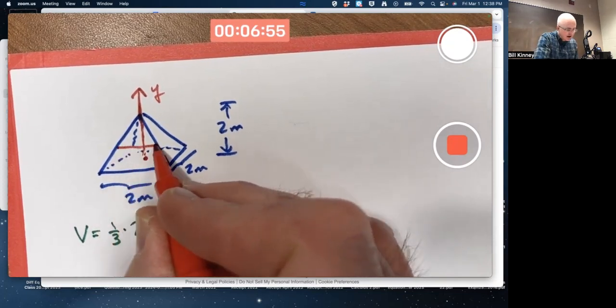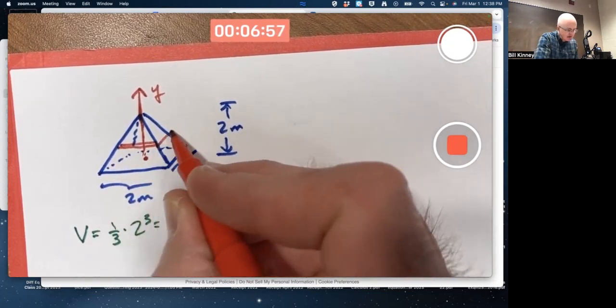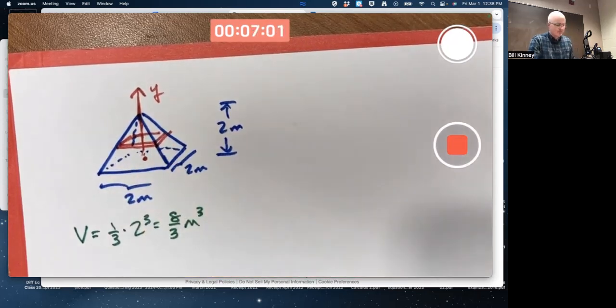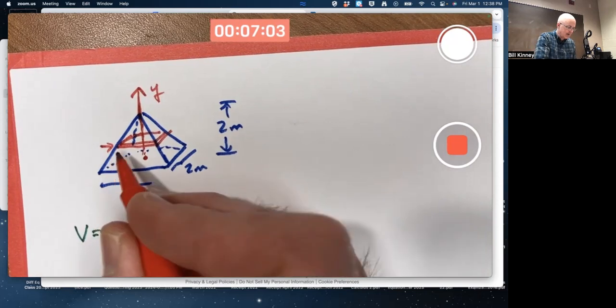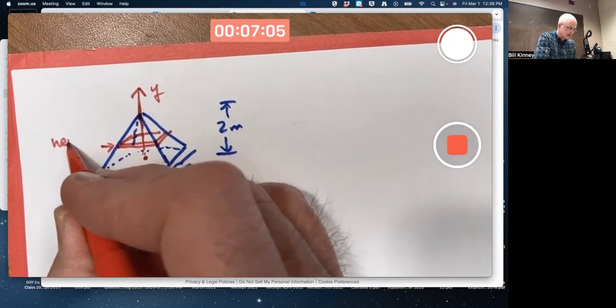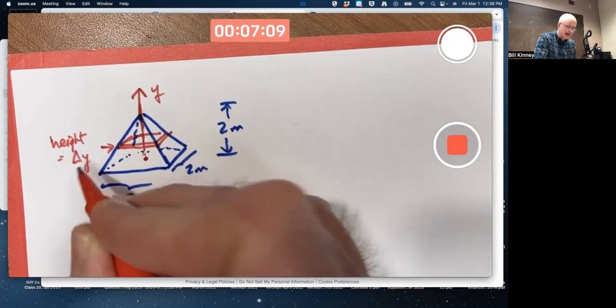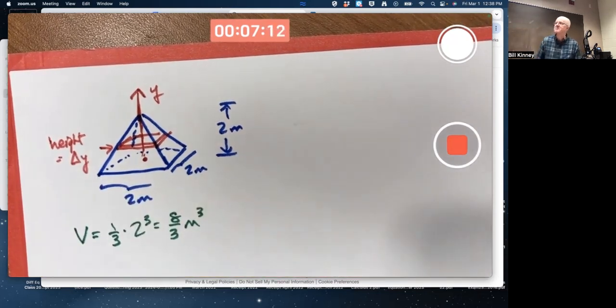So you can draw in a typical looking slice in here if you want. Typical looking thin slice of width or height for the slice. Oh, how about call it delta y like we've been doing? We want to think of this as a small number.